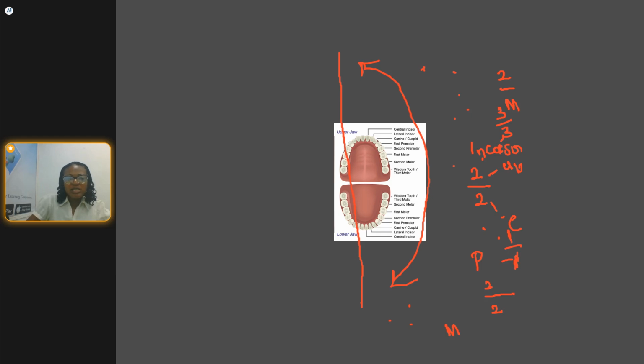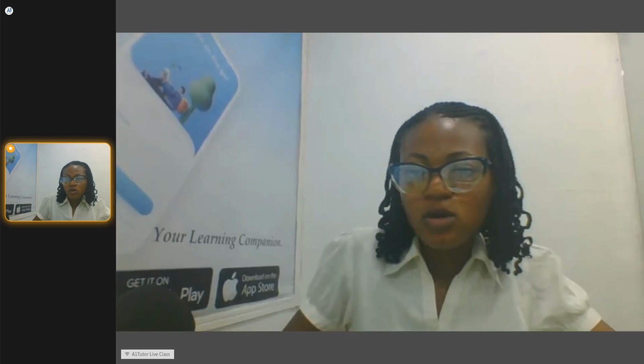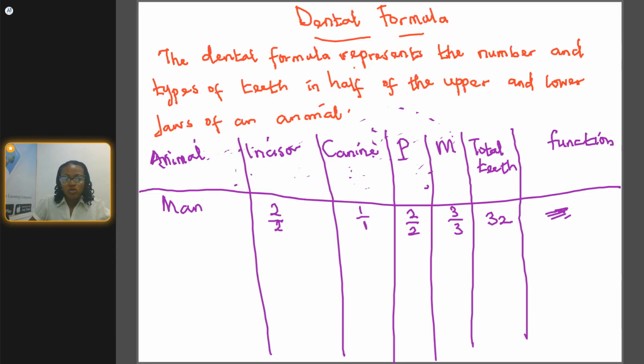All right. So that is the dental formula for human beings. I hope you understand how we come across the formula now. So going back to our table, we have 2 over 2 for incisor, 1 over 1 for canine, 2 over 2 for premolar, and 3 over 3 for molar. If you calculate everything together, that is how we arrive at 32. Let me show you how we arrive at 32.